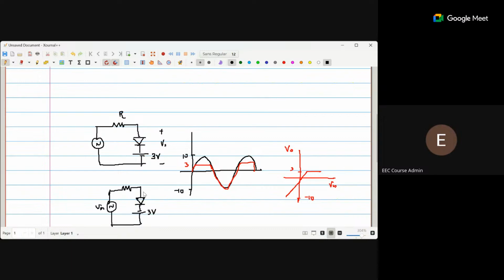Till that, this will be open circuit, and you will get output follows the input when it is reverse biased. Okay.